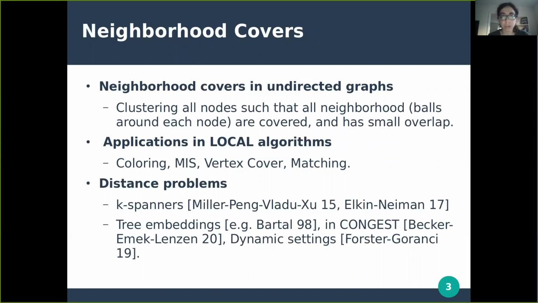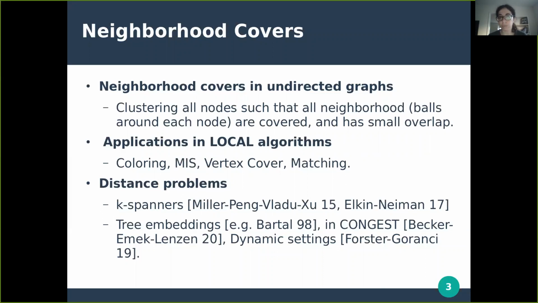So let me start with a definition. A neighborhood cover for an undirected graph is a clustering of all nodes such that all neighborhoods, meaning balls around each node, are covered and the clusters have small overlap. I will define it more formally later, but generally these are very widely used in solving local problems, for example, coloring, MIS, vertex cover, matching. In distributed settings in particular.